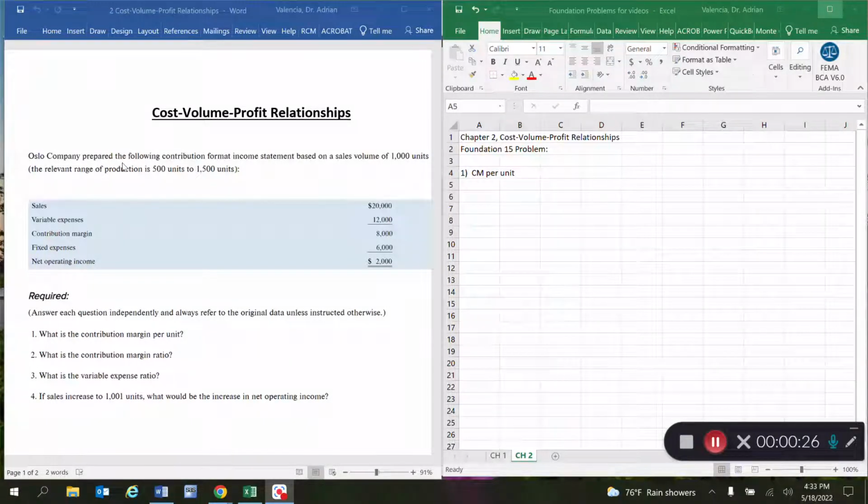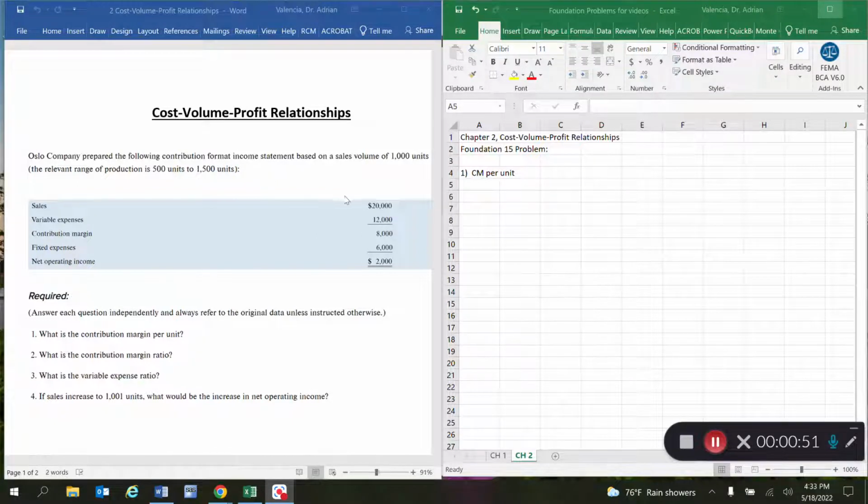They prepared the following contribution format income statement, meaning sales minus variable cost equals contribution margin, and that's what we call it, a contribution margin format. And this is based on sales of 1,000 units. Their relevant range includes from as low as 500 units to 1,500 units.